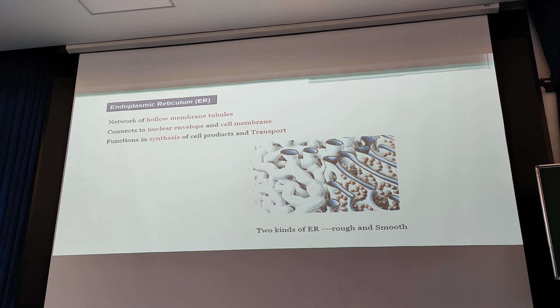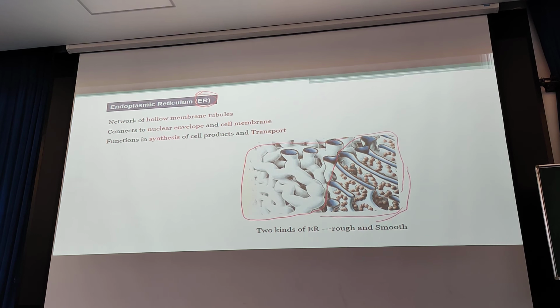Nó là mạng lưới ống rỗng ạ. It connects to the nuclear envelope and the cell membrane. And the function is synthesis of cell products and transport. We have two kinds of endoplasmic reticulum. The abbreviation is ER. So two kinds of ER: the rough ER and the smooth ER. You will see they are completely different here.